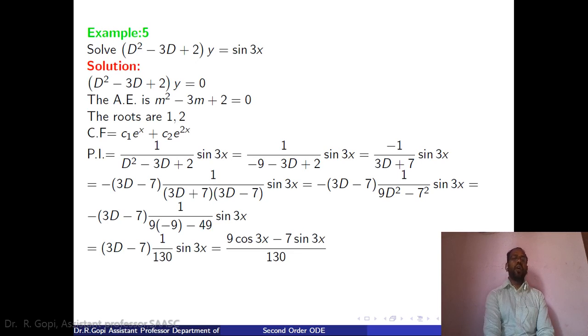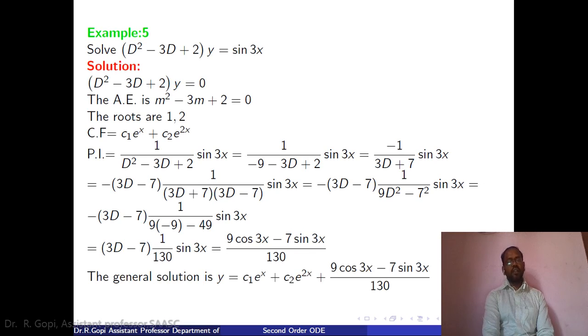Here we have to put the value for 3 and square, put negative sign here. So this is the another form. So we have to find the value for the particular integral for this type. Then the general solution is y of x equal to c1 into e power x plus c2 into e power 2x plus 9 cos 3x minus 7 sin 3x divided by 130.